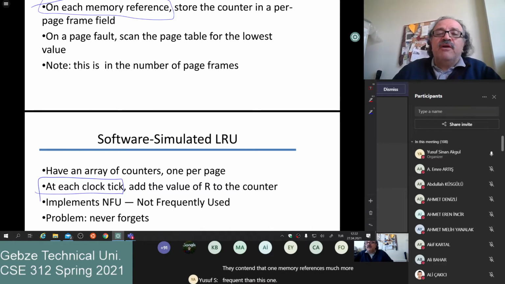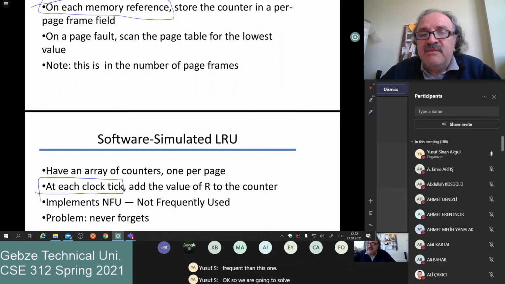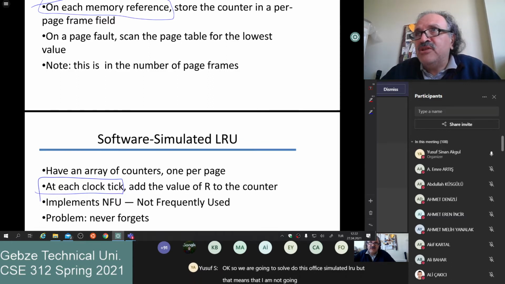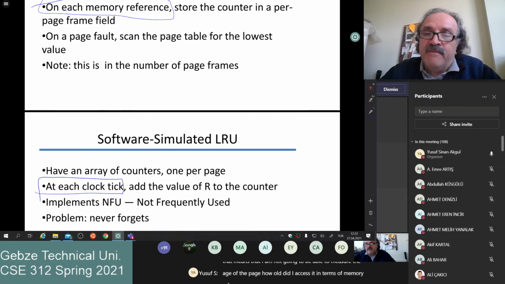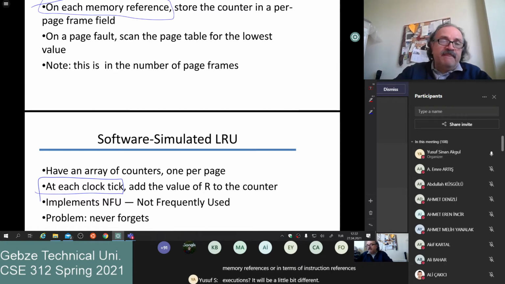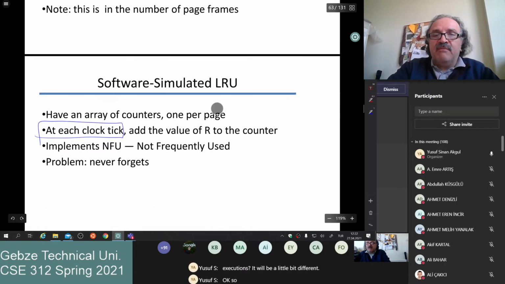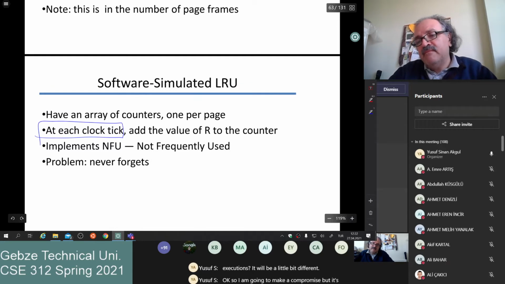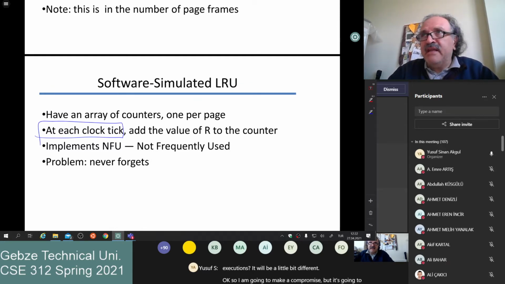So we are going to do the software simulated LRU, but that means that I am not going to be able to measure the age of the page, how old it is in terms of memory references or instruction executions. It will be a little bit different. I am going to make a compromise, but it's going to be a little bit better than our second chance, the clock algorithm.